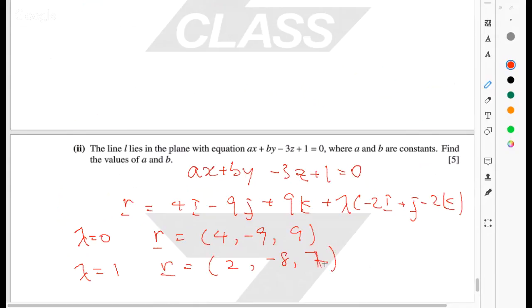So saying that the line lies in the plane is basically saying every point on the line is also on the plane. And we have 2 points here, and we have 2 unknowns here. So that gives us 2 simultaneous equations for 2 unknowns, and we'll be able to solve the problem. Yeah, and I think that's the best and quickest way to do it.